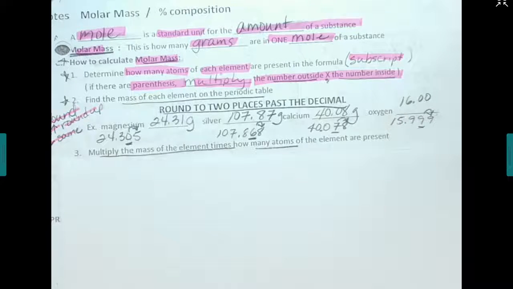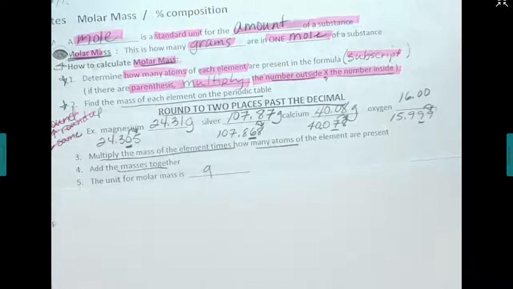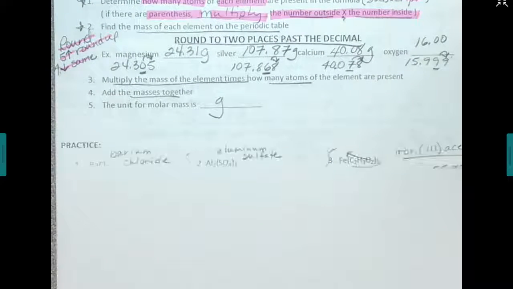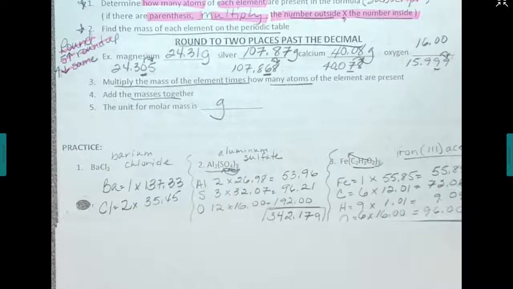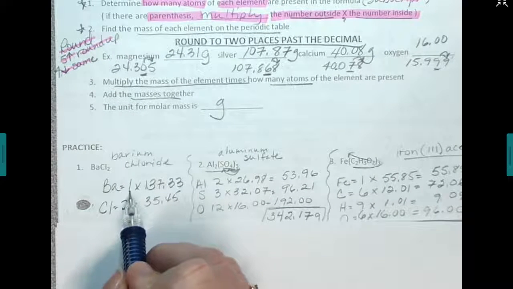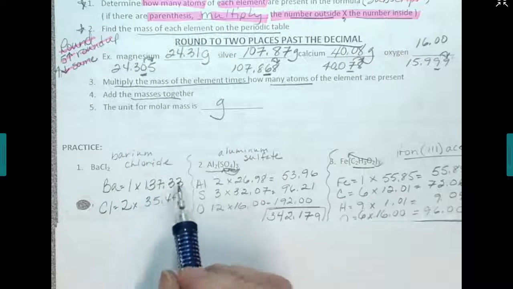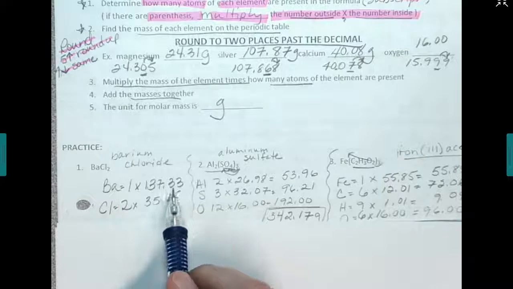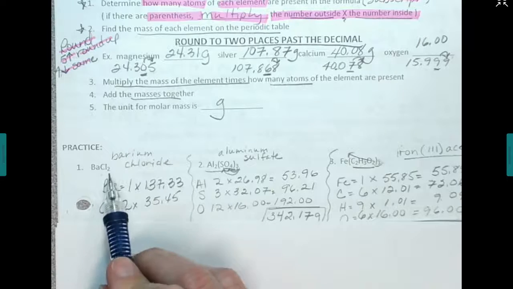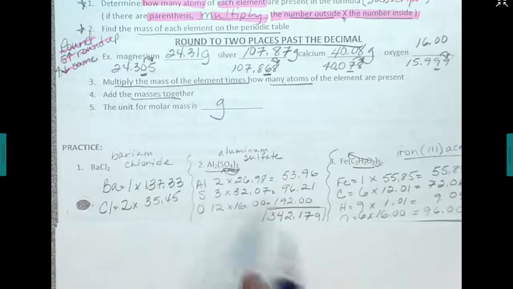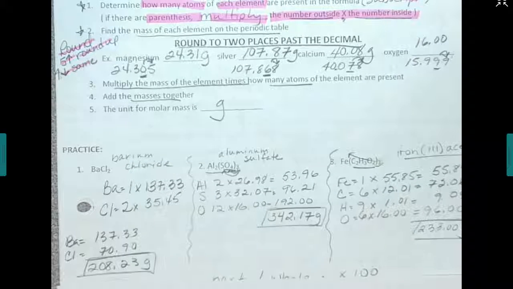Okay? So we multiply the mass of the element times how many atoms of the element are present. We add those masses together, and the unit for molar mass is going to be grams, or like I said, grams per mole. So barium chloride. We have 1 barium. We look on the periodic table and we find that barium is 137.33. Chlorine, there's 2 of them, and 35.45. We add them together after multiplying and get 208.23.